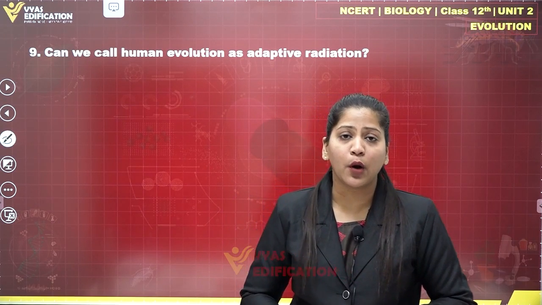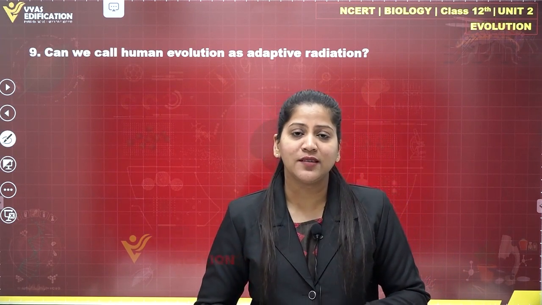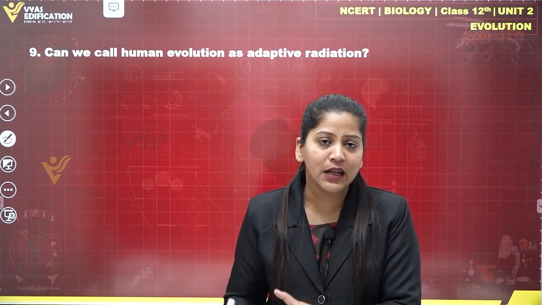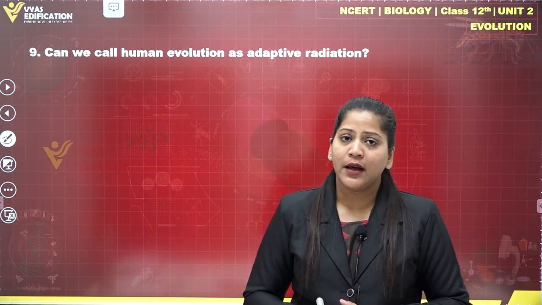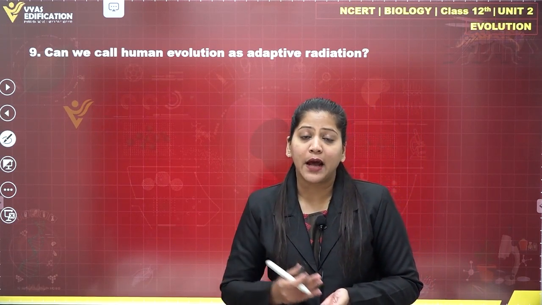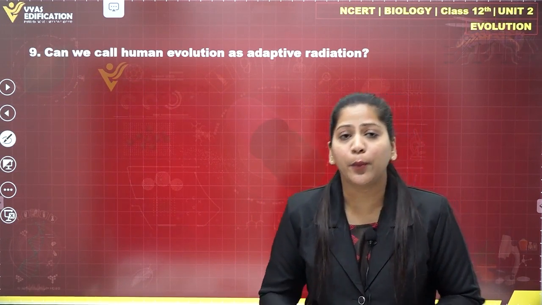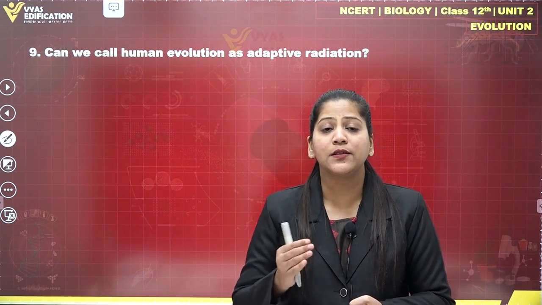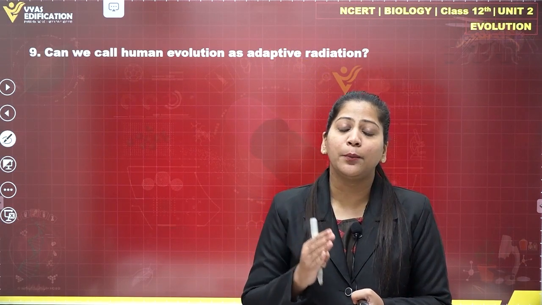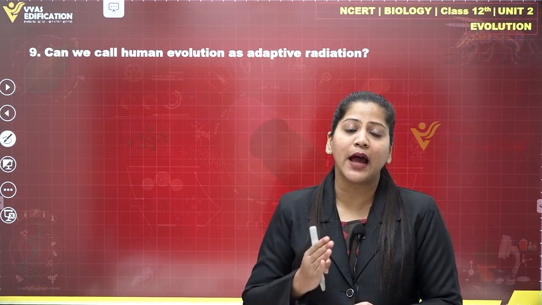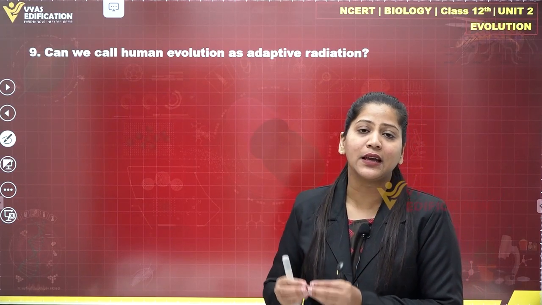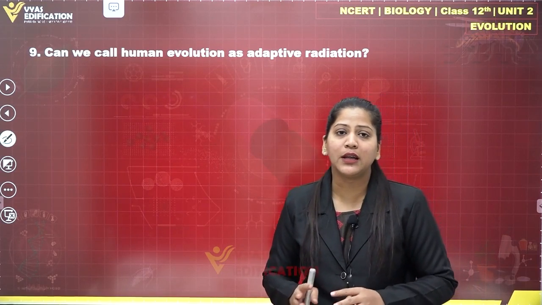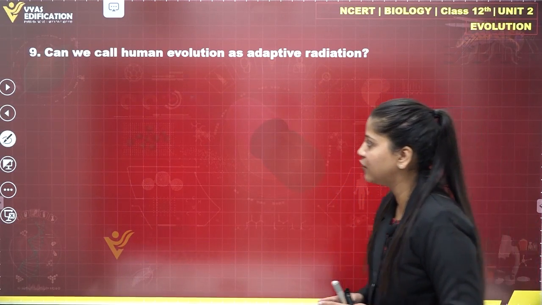It is an evolutionary process by which many species diversify, or many species originate from one species in a particular area, right? And it is a quick process. Adaptive radiation is actually a quick process. But if we talk about human evolution, it is a slow and gradual process, which makes it different from adaptive radiation. So we cannot call human evolution adaptive radiation, right?